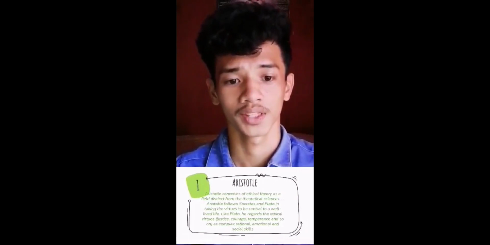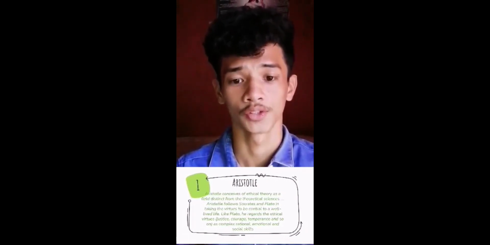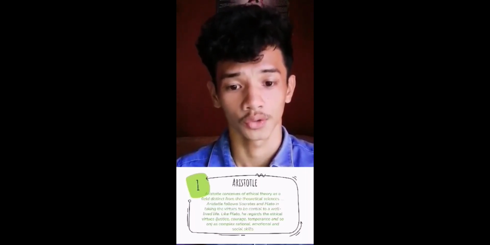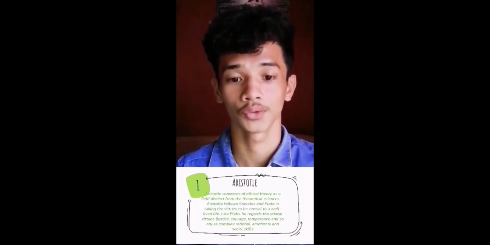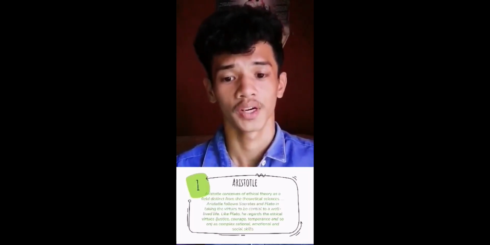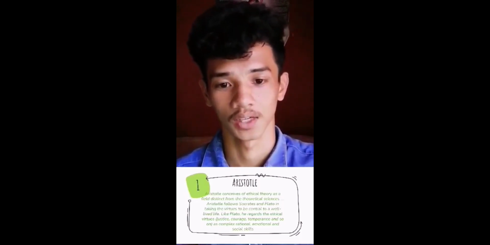Aristotle. Aristotle conceived of ethical theory as a field distinct from the theoretical sciences. Aristotle follows Socrates and Plato in taking virtue to be central to a well-lived life. Like Plato, he regards the ethical virtues, justice, courage, temperance, and so on, as complex, rational, emotional, and social happiness.